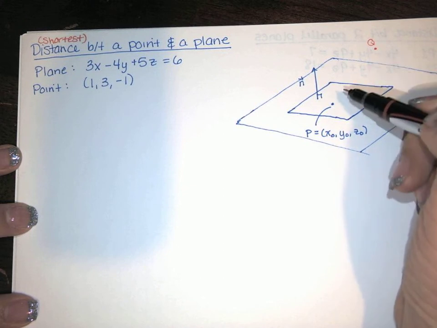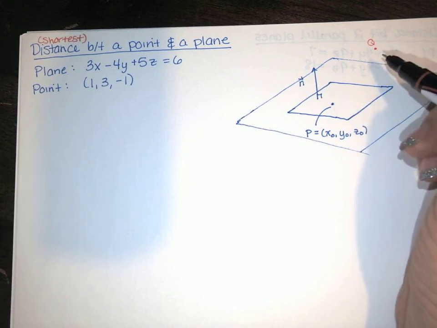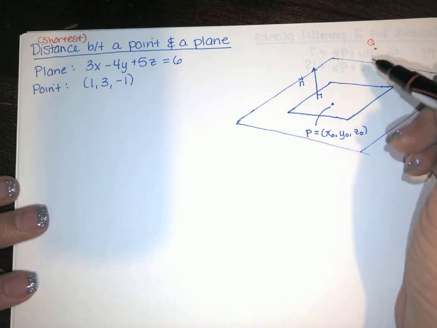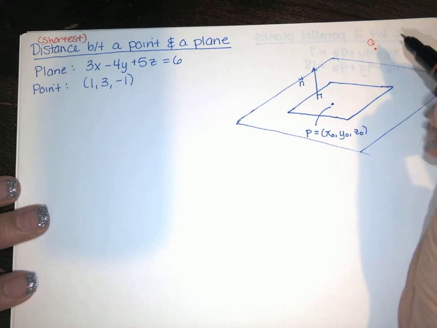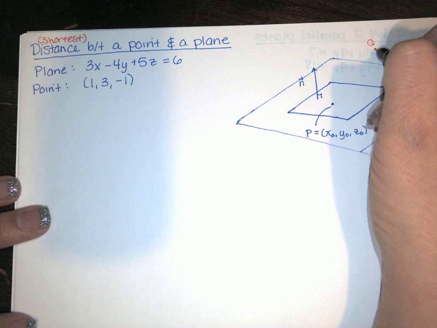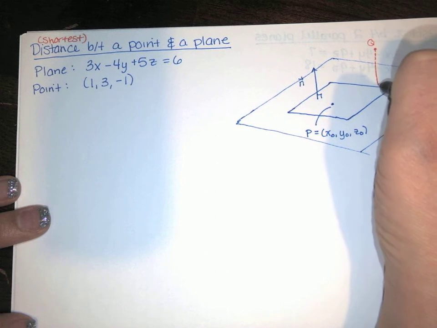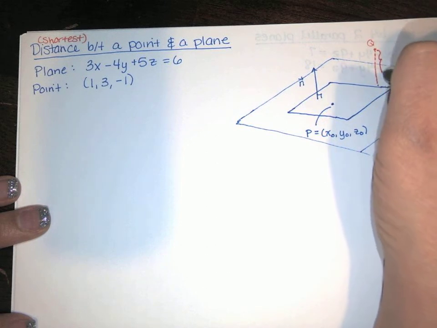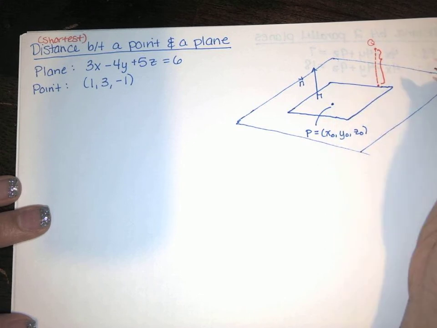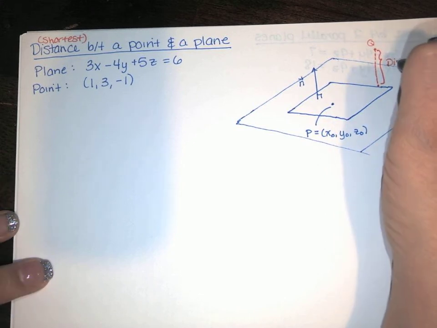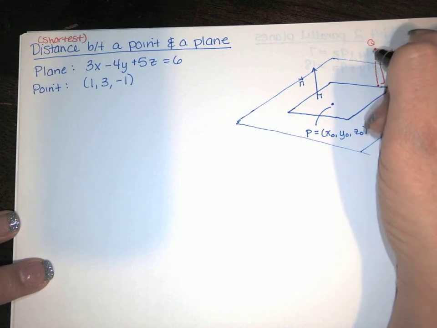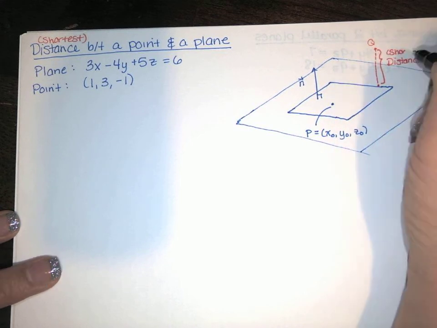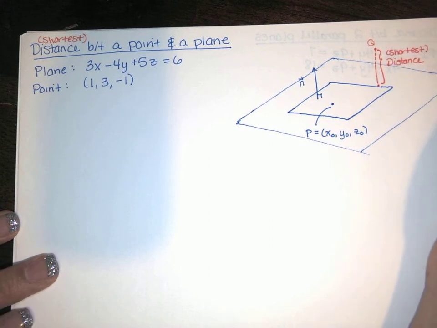But we all know that the shortest distance between 2 points is a straight line. The shortest distance between P and Q is obviously the straight line between them. But if I want the shortest distance between Q and this plane, basically I want this distance that goes straight down from Q directly onto the plane. All those other distances from Q to the plane are going to be longer, so we're looking for the shortest distance between Q and the plane.